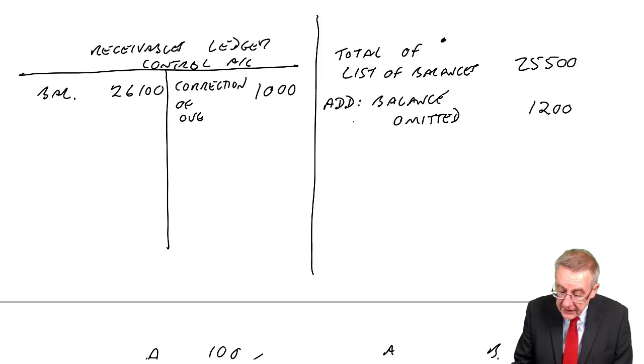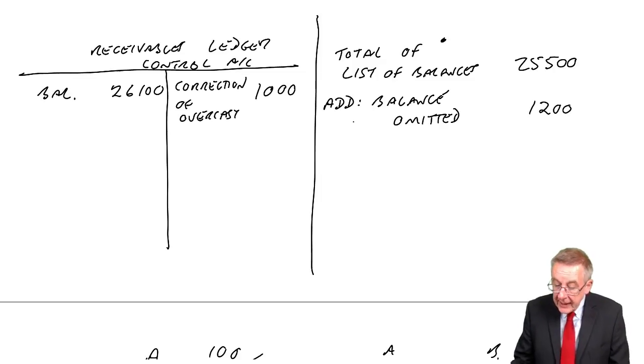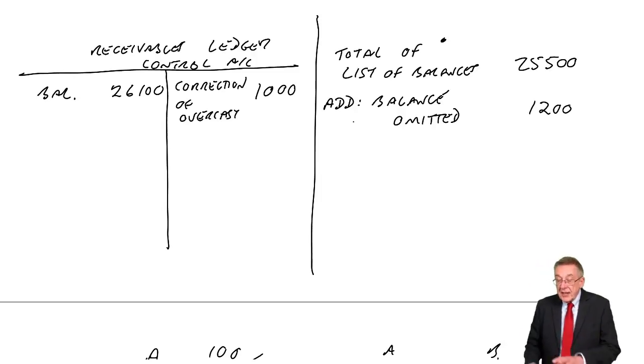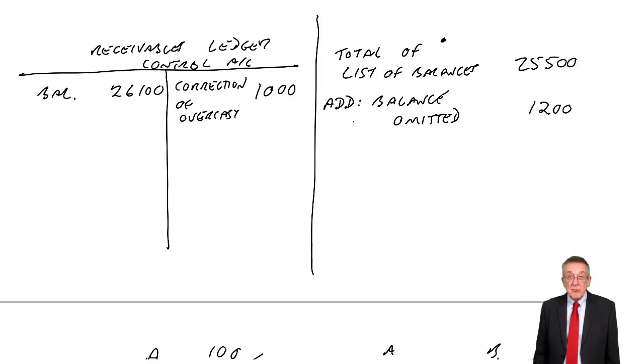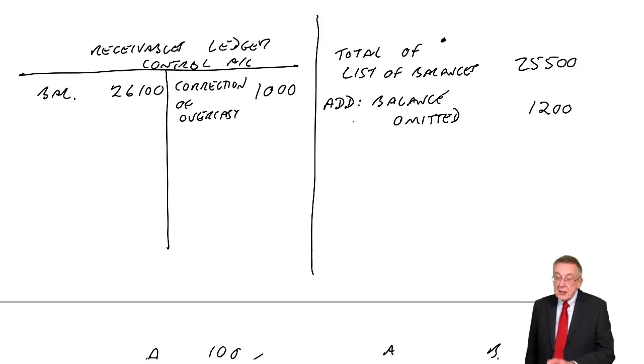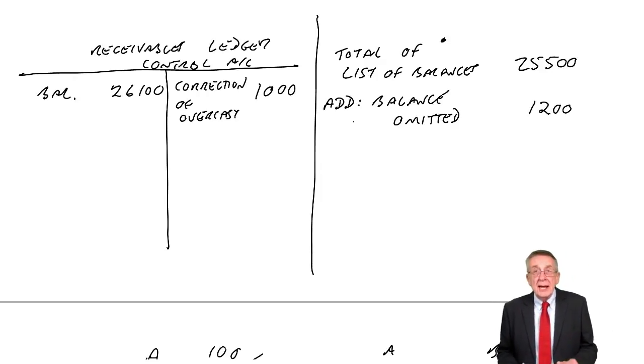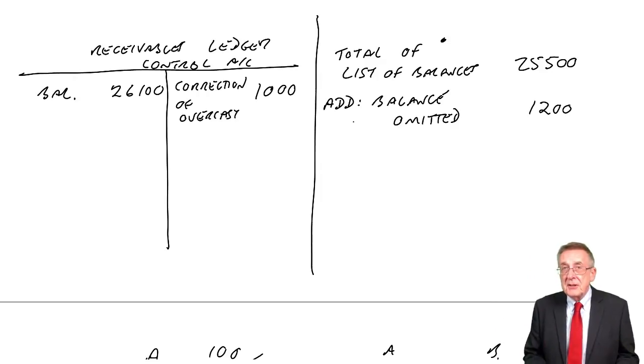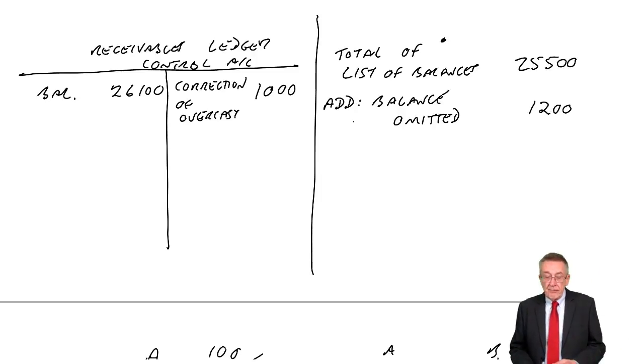I'm not worried about the double entries. My job, we want to get these two totals correct. And in fact, whenever you see a total's wrong, it's always the control account that's affected, because it's only in the control account that we're using the totals from the books of prime entry.